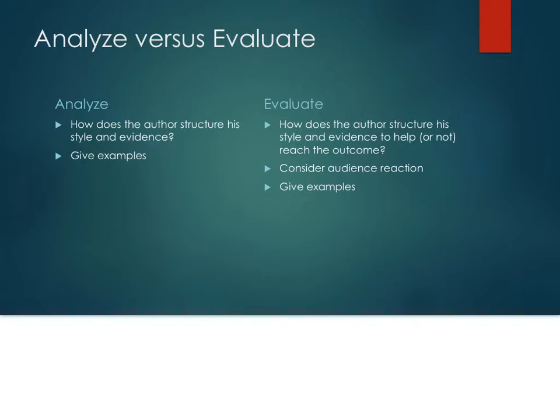Now, to move from the 3 to the 4 level, you'll need to be able to move from analysis to evaluation. So we've talked about these before, but just as a reminder to you, for analysis, you're giving examples, you're breaking down the text, you're answering the question here, how does the author structure his style and evidence? If you want to move up to that 4 level, you need to evaluate. Consider it as how does the author structure his style and evidence to help or not reach the outcome. You'll really need to consider the audience here, how you think the audience would have reacted in that time period, not in our modern time period necessarily for some of these pieces, because certainly times have changed, and we would react much differently in some cases than the people who these were originally written for. And then, as always, give examples. That should just be a given no matter what you happen to be doing for me.